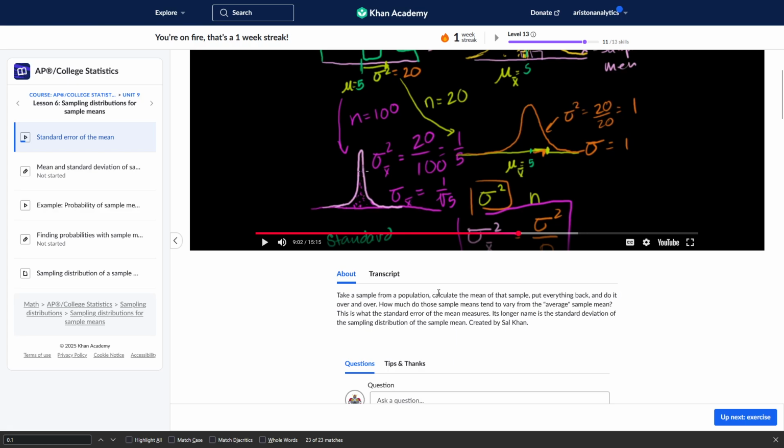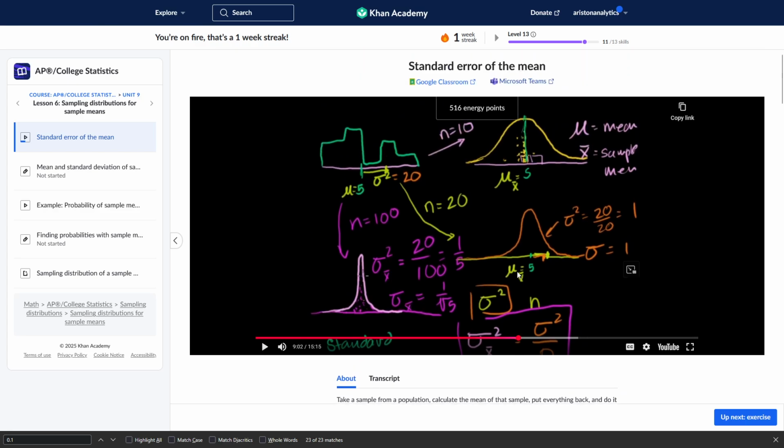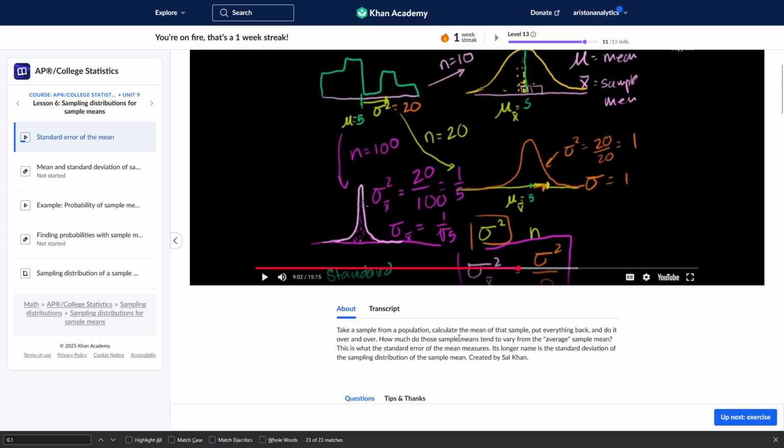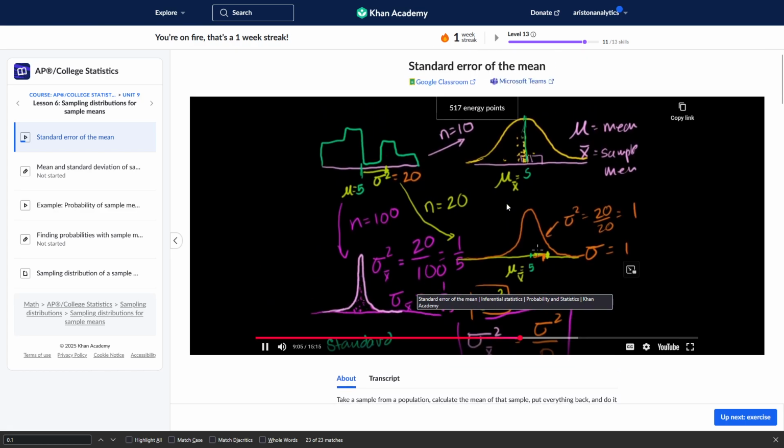We take a sample, calculate the mean, put everything back. We have one mean. Do it again. Get another mean. Okay, how much do those sample means tend to vary from the average sample mean? Then we're going to end up with a distribution, and we're going to end up with an average. That is 1/2 standard deviation, while this guy had a standard deviation of 1. So you see it's definitely thinner.